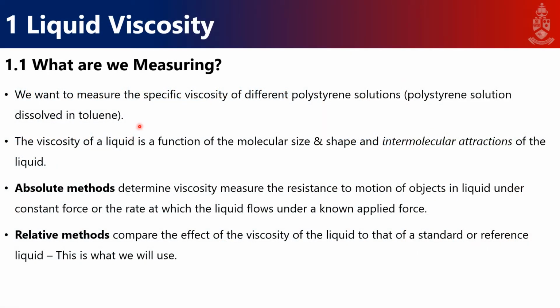So in Experiment 5, essentially what we're going to be looking at is the specific viscosity of polystyrene in solution, or polystyrene dissolved in toluene, so polystyrene solutions. And we're interested in discovering what we call its specific viscosity.